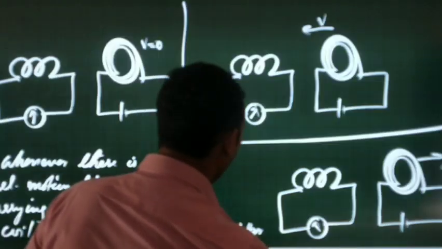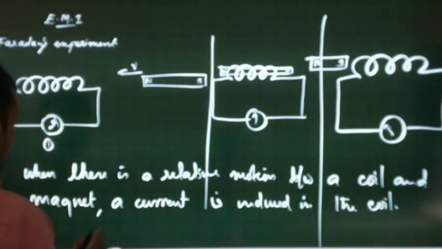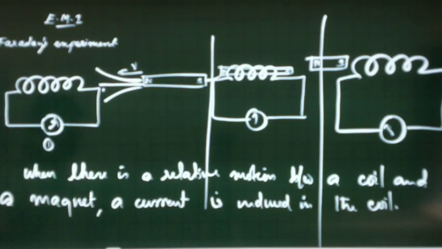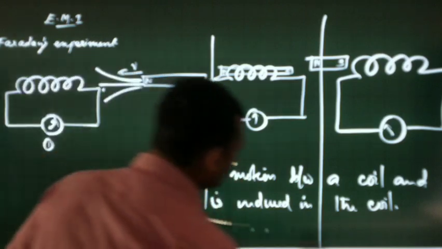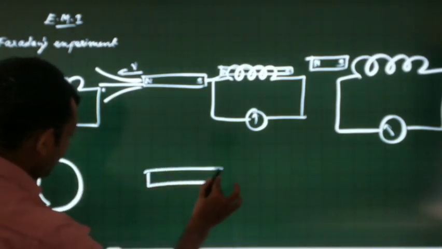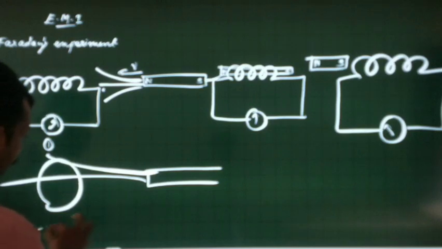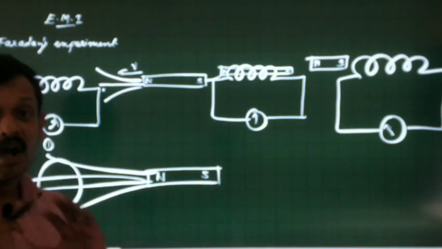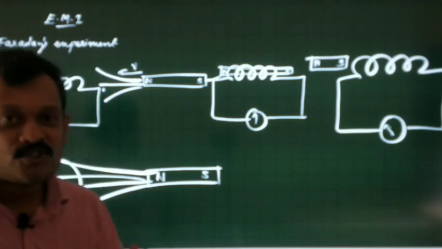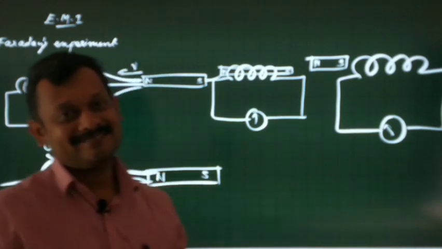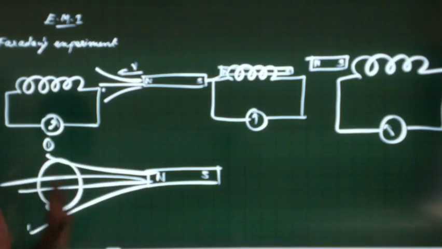Let us take the first experiment once more. Coming to the first experiment, look at this. These are magnetic field lines around us. Let me take the cross section for you. Initially it was here, so field lines. When the magnet was at rest, the flux linked with this coil was a constant.